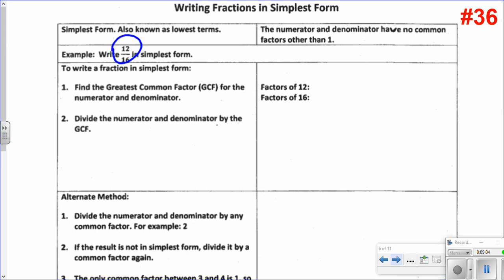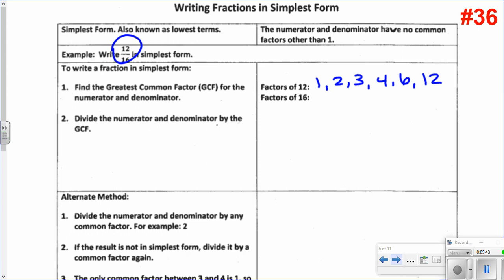Okay, so to write a fraction in simplest form, number 1, we need to find the greatest common factor. So we're going to figure out all the factors, all the numbers that we can multiply to get these numbers. Okay, so let's do the 12s first. So all the different numbers that we can multiply to get 12. If you want, you can pause the video and list all the factors for 12 and all the factors for 16. Okay, I'm going to give them to you right now though. So the factors of 12 are 1, 2, 3, 4, 6, and 12.